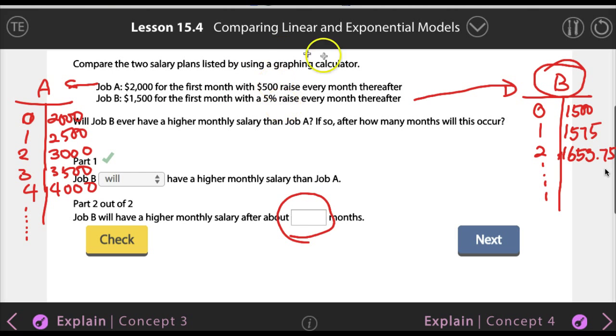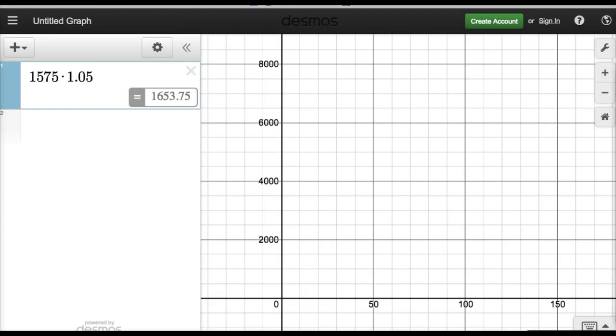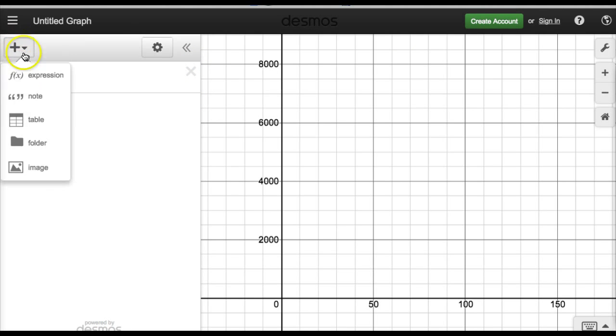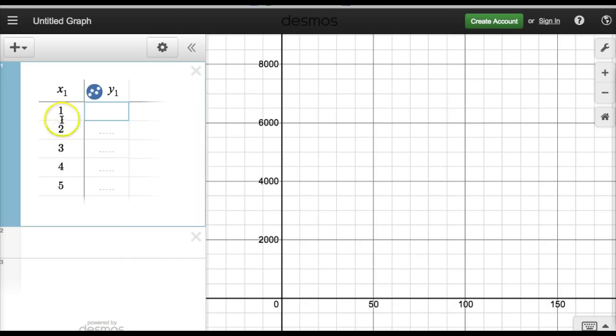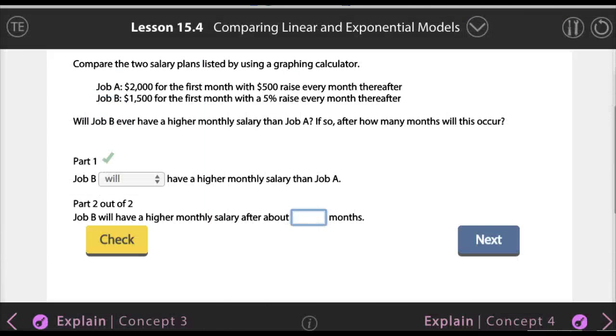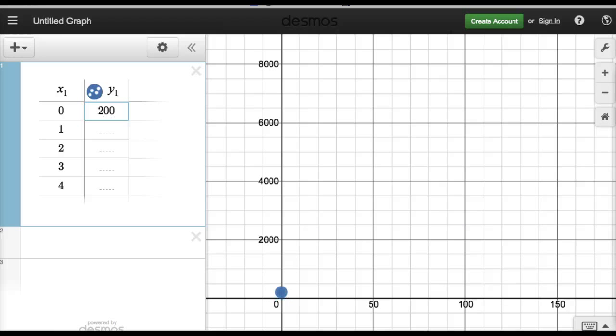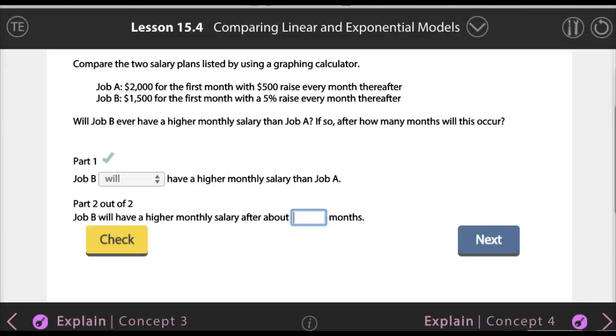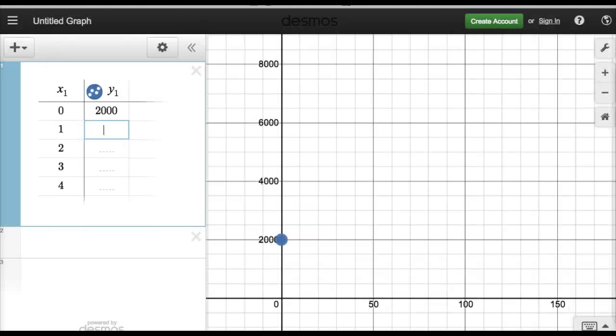And just like using the regression model, we're going to go into our Desmos calculator and then we're going to just plug in the table. So we're going to plug in two tables, okay? So click on the plus sign, table, with this. We did this in class. Only thing is you have to start with 0. And then you can keep going. So in the beginning for the first job, how much did you start off with? Let me go back with 2,000. And then you are going to add $500 every single time. Okay?